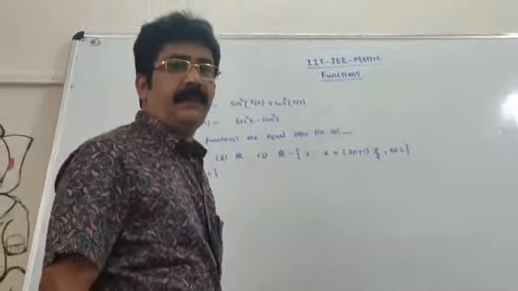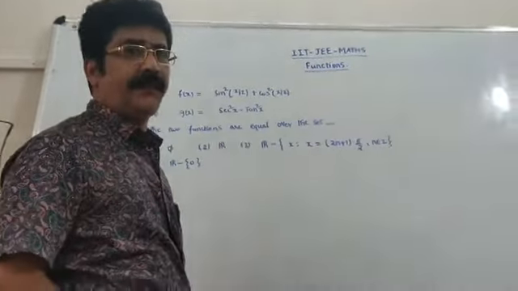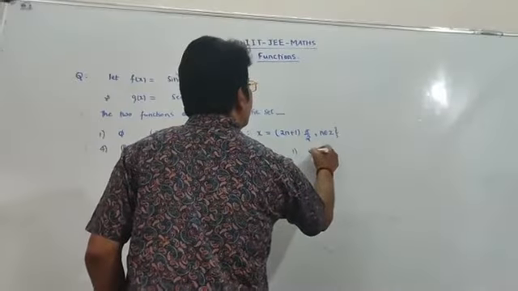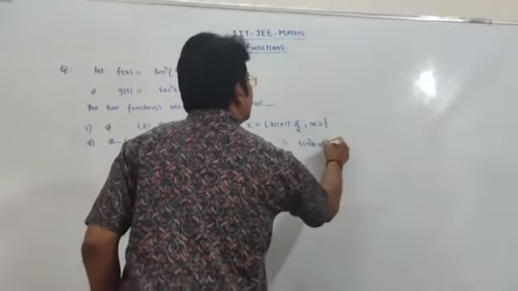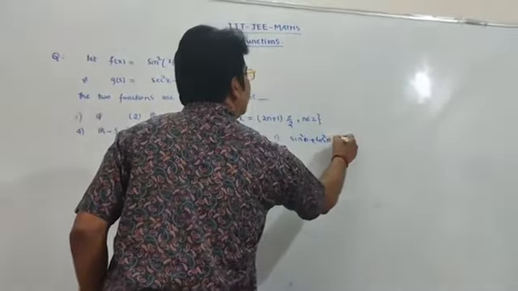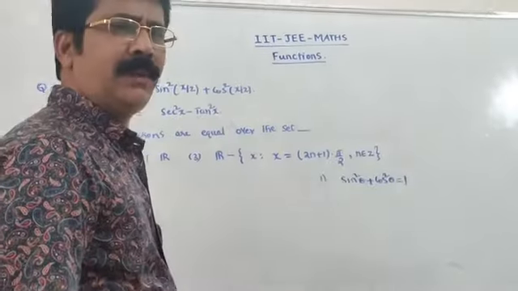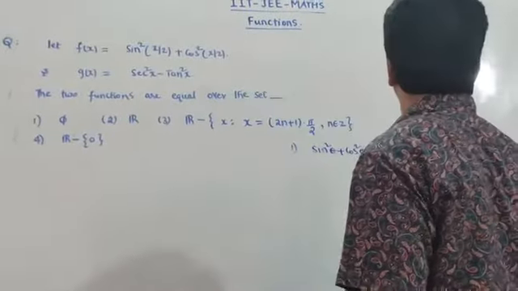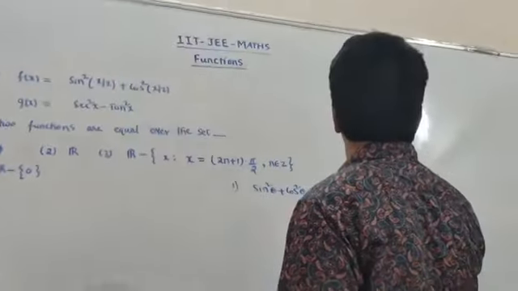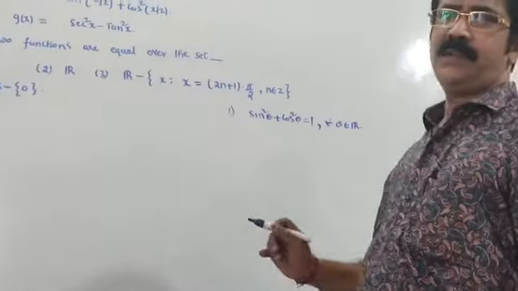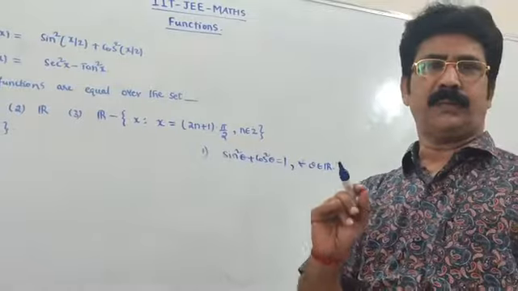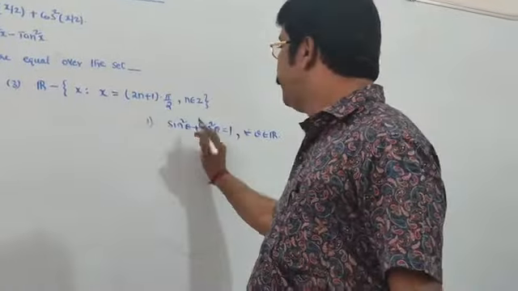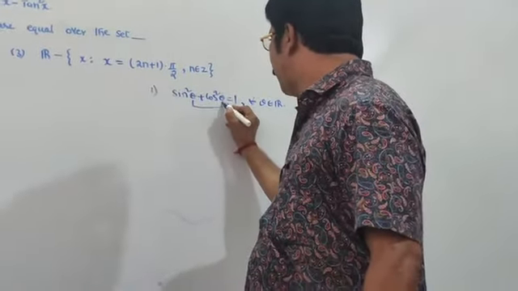Let us revise the trigonometrical identities, namely number 1, sin square theta plus cos square theta is equal to 1. What about theta? Theta is any real number. It is true for all theta that belongs to capital R. Real number means you can write root 2, minus root 2, or pi by 2, etc., or 0. So you can put any value instead of theta.